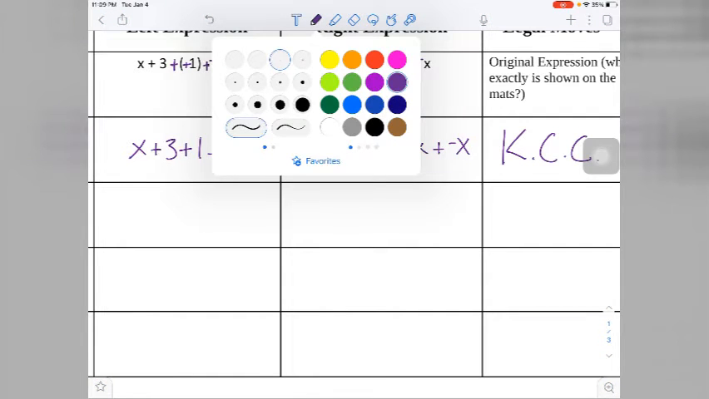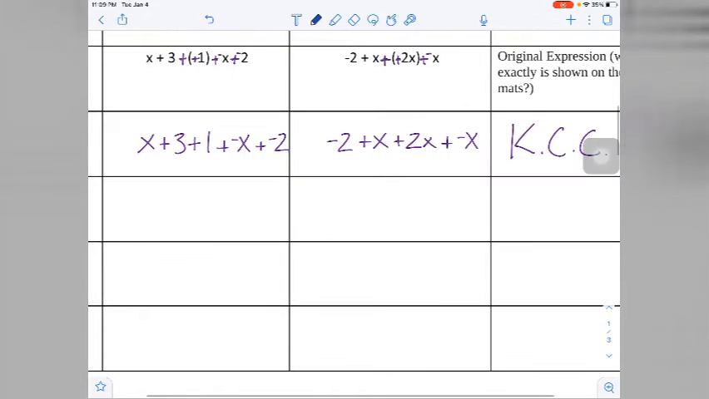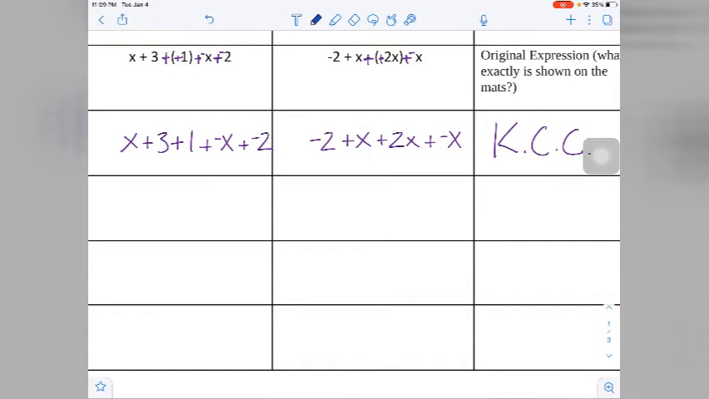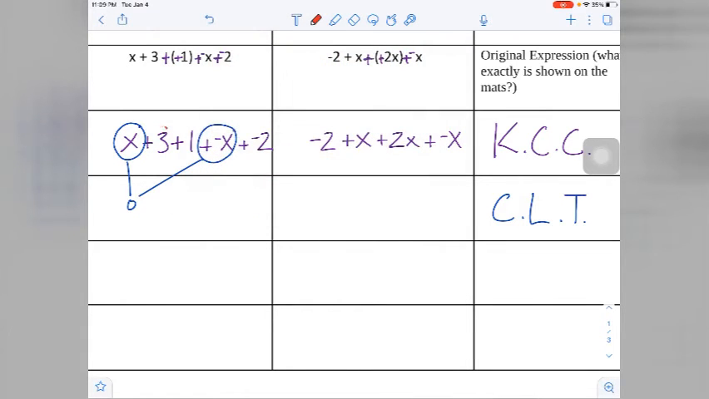Let's see. Our next step then is I can't do any distributive property. The next step that I should do is combine like terms. So if I combine like terms, on one side I see that I have an x and a -x, and that of course combines to make 0. And then I also have 3 plus 1 plus -2. 3 plus 1 is 4 plus -2 is 2.